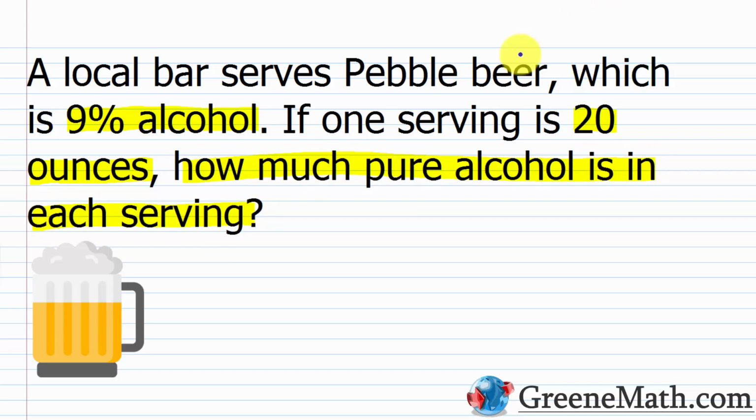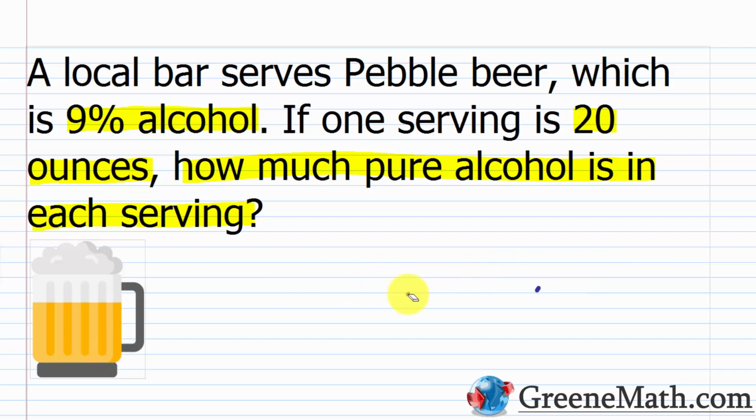All I need to do is take the amount of one serving, which is 20 ounces. Forget about the ounces part for a minute, just the number 20. And it's 9% alcohol, okay? So all I need to do is multiply the 20 by 9% as a decimal, which is 0.09. If I do that calculation, I'm going to get 1.8, okay? So this tells me that this Pebble beer is going to be 1.8 ounces of pure alcohol.